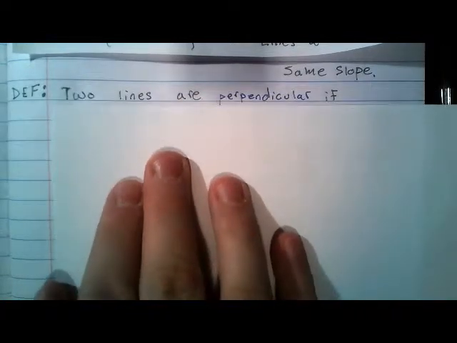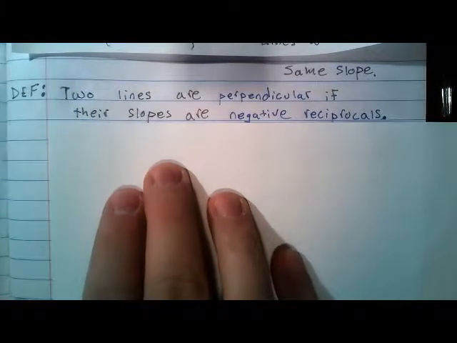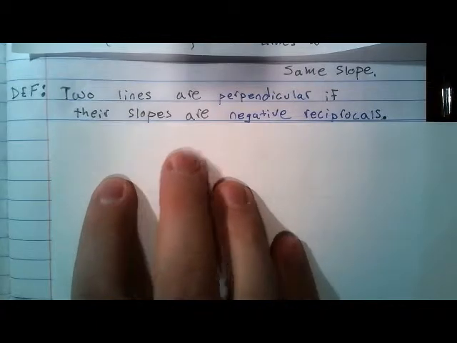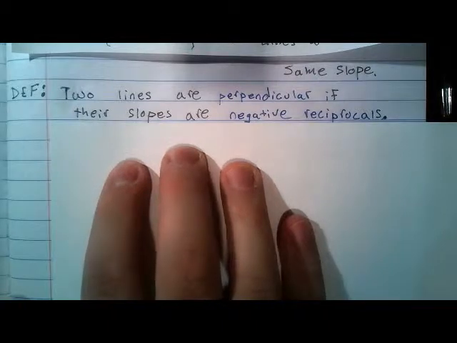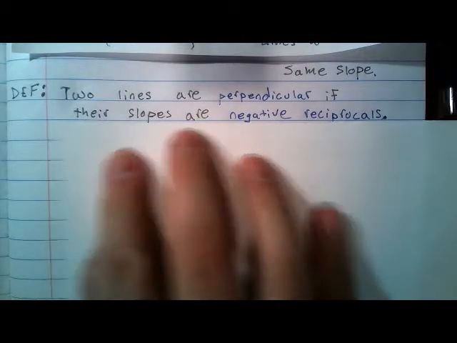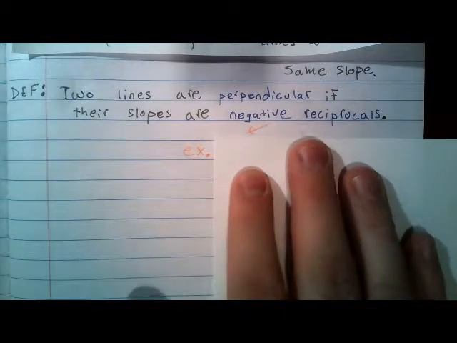So the definition of lines that are perpendicular: two lines are perpendicular if their slopes are negative reciprocals. Negative reciprocals are two numbers whose numerator and denominator are switched and who have opposite signs. So for example, and I did this in orange, I just drew an arrow down. It's an example of a negative reciprocal.